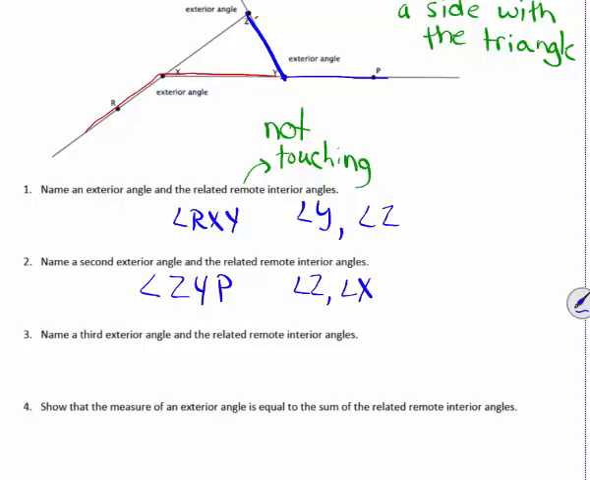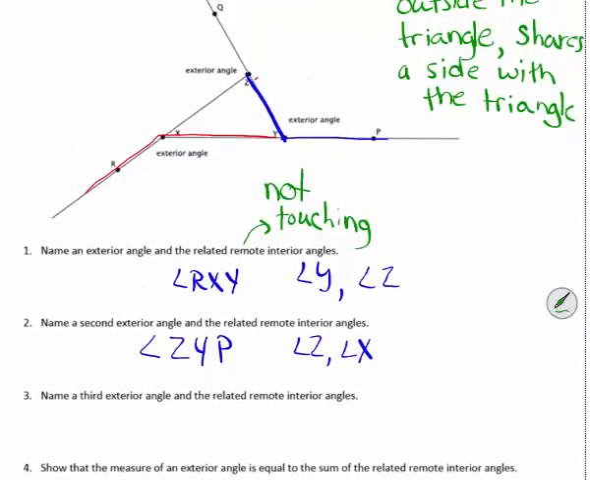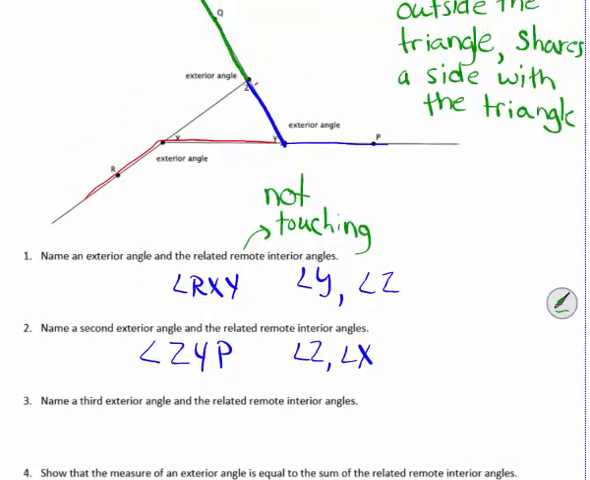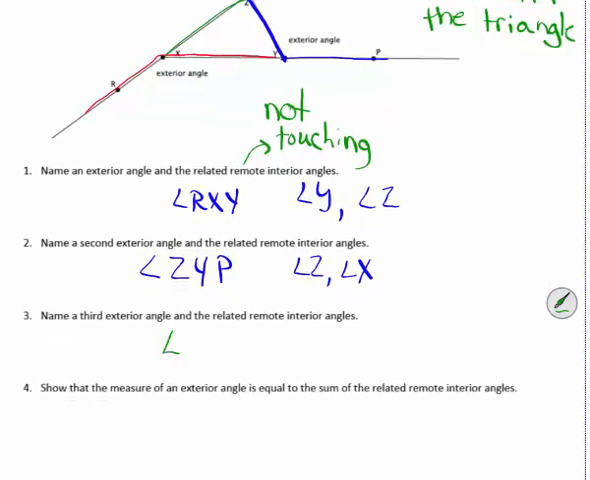Okay, a third one, here's your third one. I have to scroll back, sorry. Here's the third one, and that is QZX. Its remote angles are X and Y. It's supposed to be an angle symbol. Sorry.